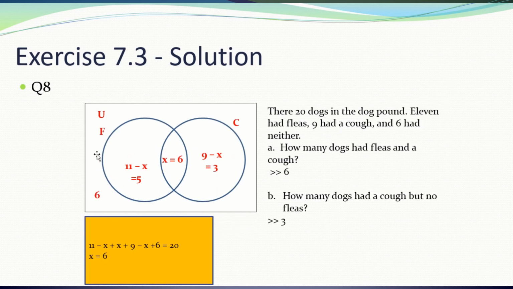So here they are using the whole diagram. So you add up everything, it is 20. You solve to find x. You will see that x is 6. So if this is 6, 11 minus 6 is 5. 9 minus 6 is 3. So how many dogs had fleas and a cough? 6. Had a cough but no fleas. That means 3.